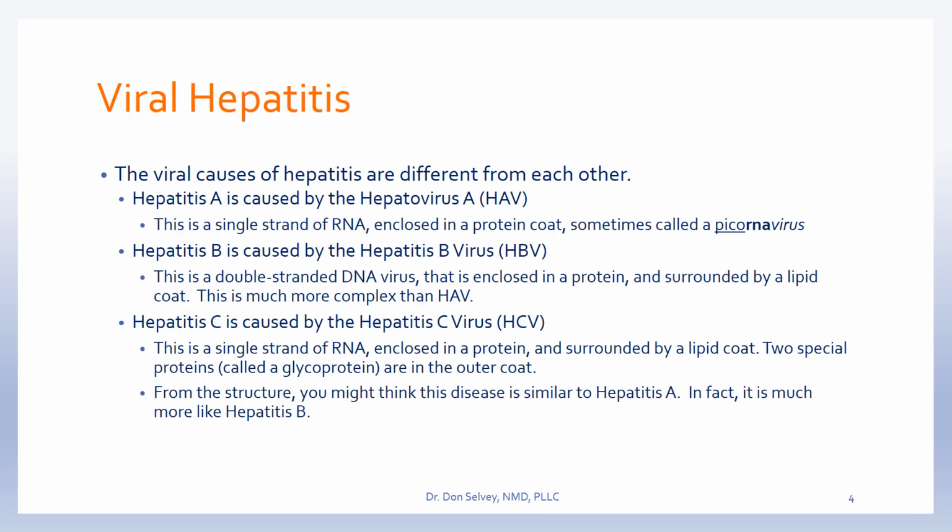Hepatitis C, which we're getting a lot of information about over the last few years, is a single-strand RNA enclosed in a protein coat, and that is going to be surrounded by a lipid coat with 2 special proteins called glycoproteins in this outer coat. It's a different structure than A or B. While you might seem to think that this is going to be similar to hepatitis A, in fact, it is not. It is much more like hepatitis B. More on that in just a minute.